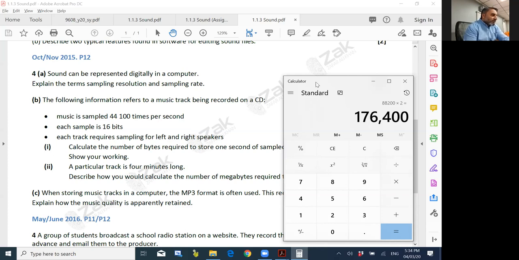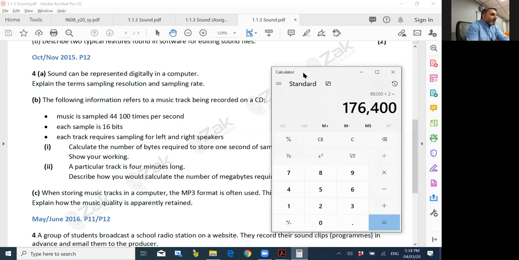Remember that you will not be allowed to carry a calculator with you in the exam. A particular track is 4 minutes long. Describe how you would calculate the number of megabytes used to store this track. How would you calculate the number of megabytes?